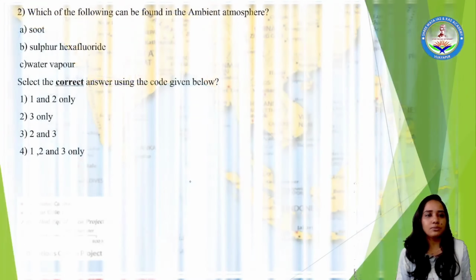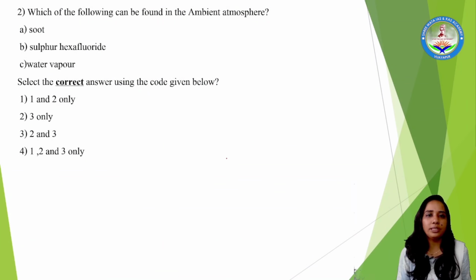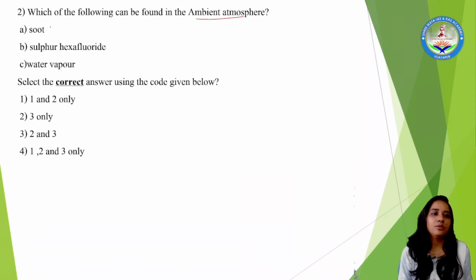Next question. Which one of the following can be found in the ambient atmosphere? First, soot; second, sulfur hexafluoride; third, water vapor. These are the three given options, and they have asked to choose the correct answer using the code given below. Is it soot, or sulfur hexafluoride, or only water vapor? 2 and 3, they had provided as sulfur hexafluoride and water vapor. Next is all of the three.